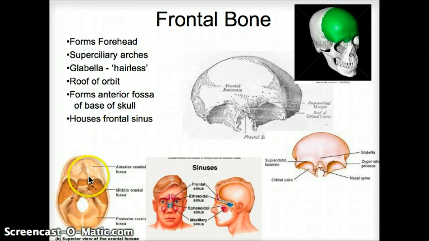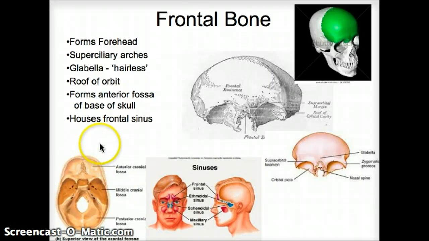And then as we move posterior, this picture, to make it clear, is a cut open skull. We look from above down. And so besides the anterior cranial fossa in the front, we have a middle one, and a lot of that is done by the sphenoid bone, and also the temporal bone. And then we have one in the back, and that's the posterior cranial fossa, and a lot of that is made up by the occipital bone. So the anterior cranial fossa, a large portion is made up by the frontal bone.